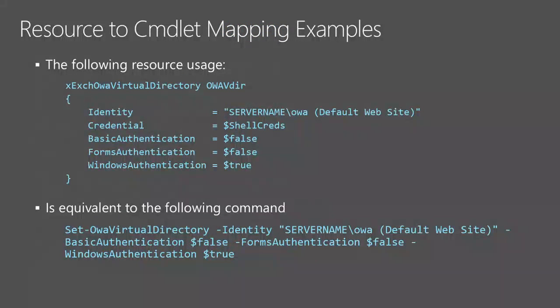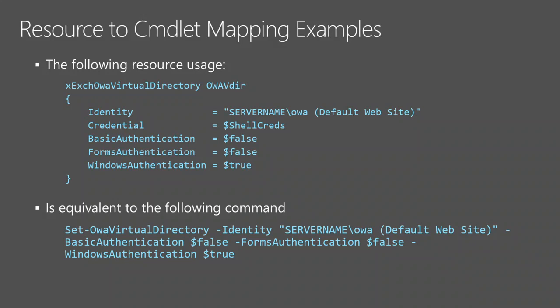So now I have just a quick example of how the resources map to existing commandlets. So you can see in this resource block for xexch OA virtual directory, we're essentially configuring 3 properties on an OA virtual directory. We're configuring 3 types of authentication. And we can see for the equivalent PowerShell command, it's basically in the background running set OA virtual directory. We can see it still has the exact same parameters for all the authentication. The only difference is that we also have to specify credentials.